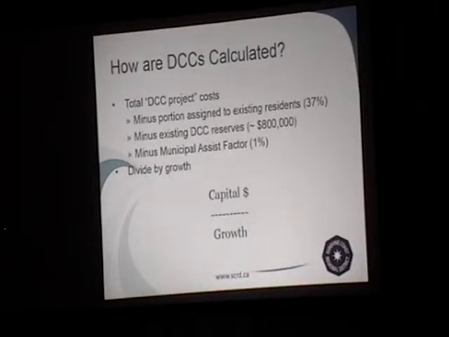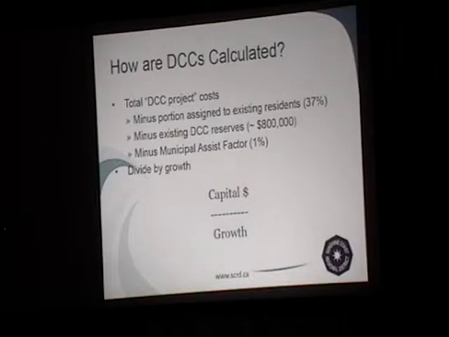I touched on this briefly on how DCCs are calculated. It's pretty straightforward. You just take the project costs and subtract what's apportioned to what benefits existing users. And currently, when we pulled it all together, we figured that 37% of all those costs benefit existing users. And it's actually estimated on a project-by-project basis. And then we subtract the existing DCC reserves, and currently we have about $800,000 in reserves.